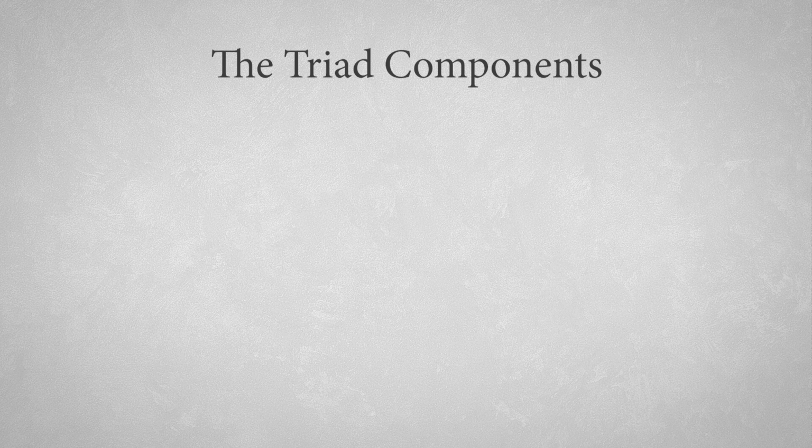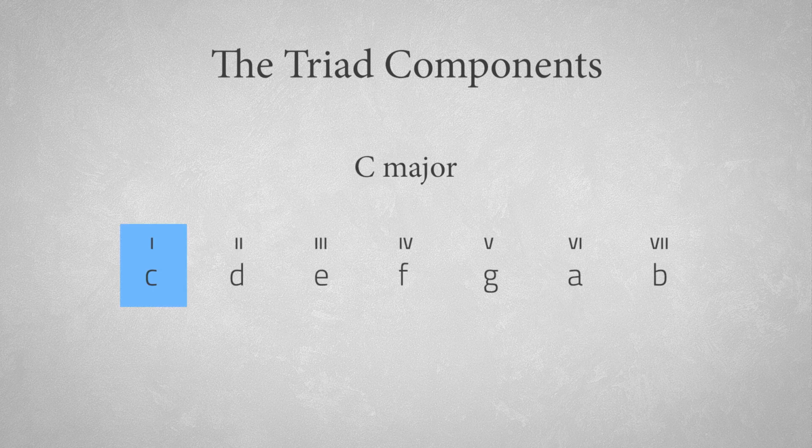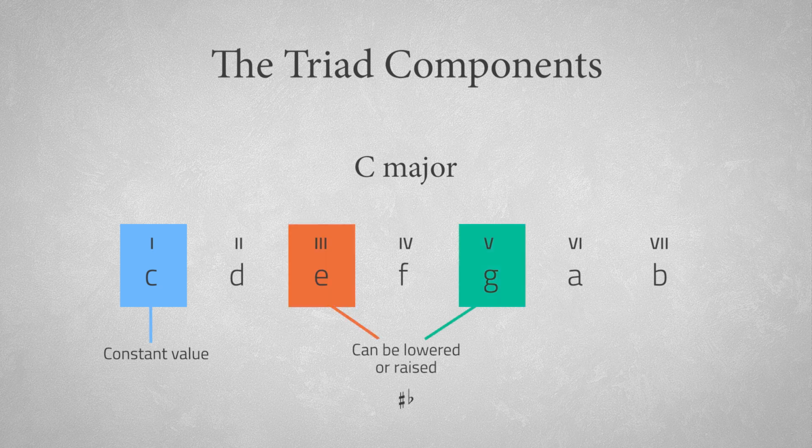So the 3 notes that make up the triad are the root, the third, and the fifth of the scale. The root is the constant value, while the variations of the third, fifth, or both third and fifth provide the 4 chord types that exist in a simple triad chord format.